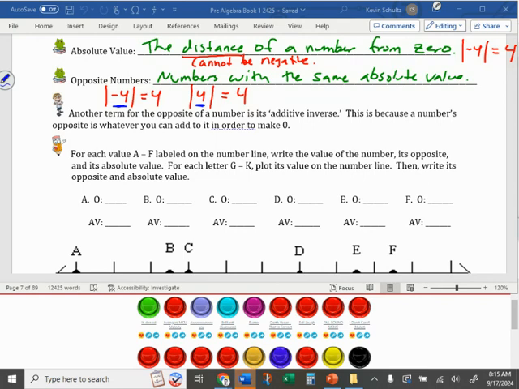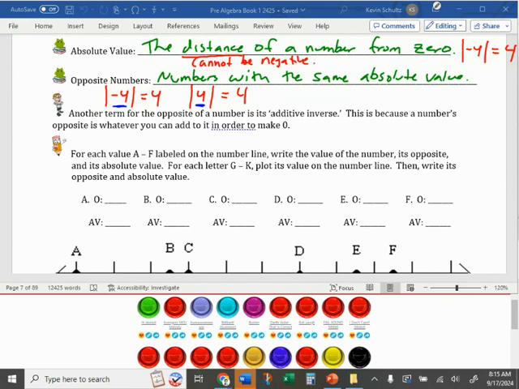What is the opposite of +9? -9. What's the opposite of -6.1? +6.1, okay? The two numbers that are the same distance away from 0 have the same absolute value. Okay? Questions so far?